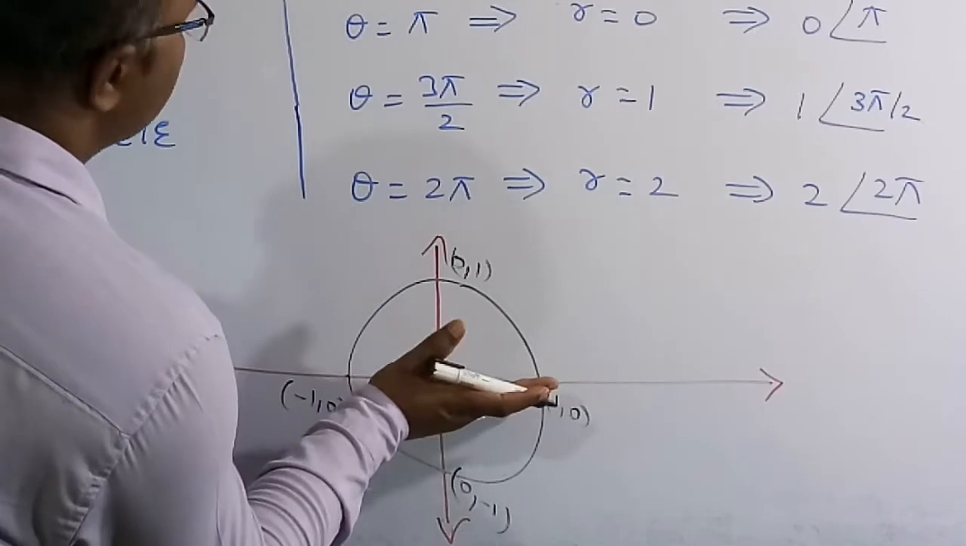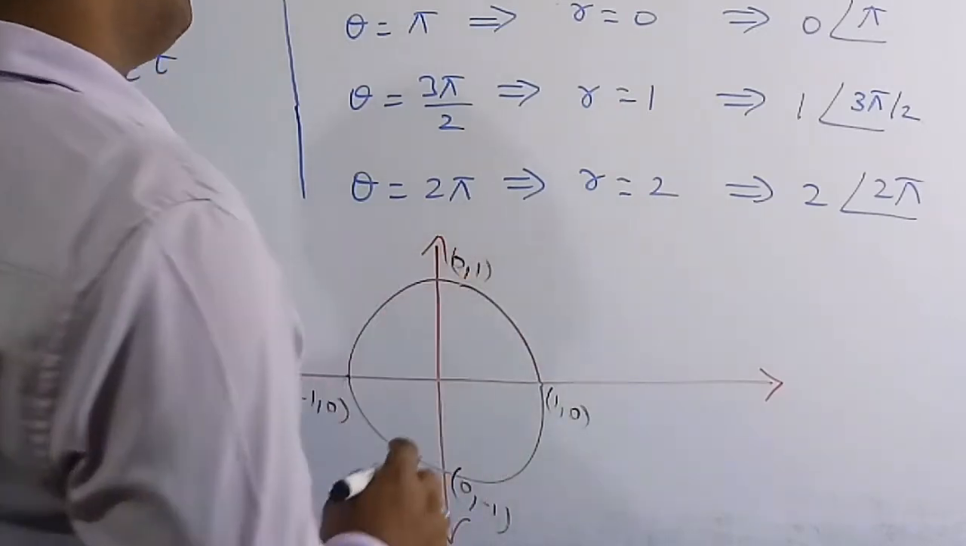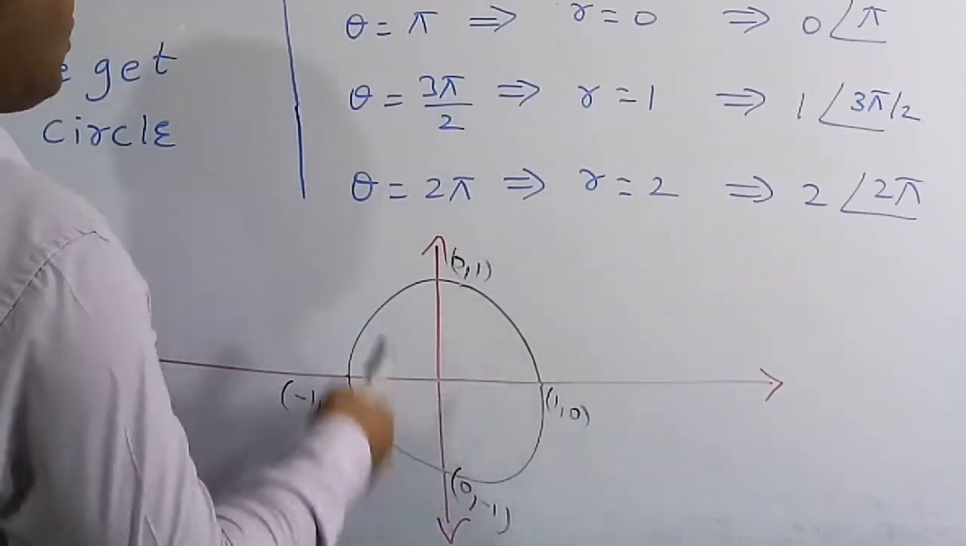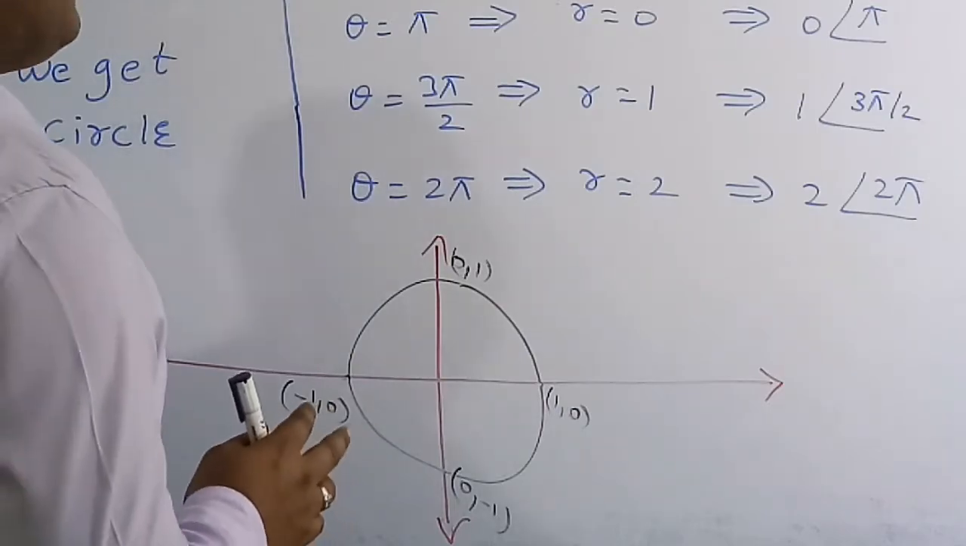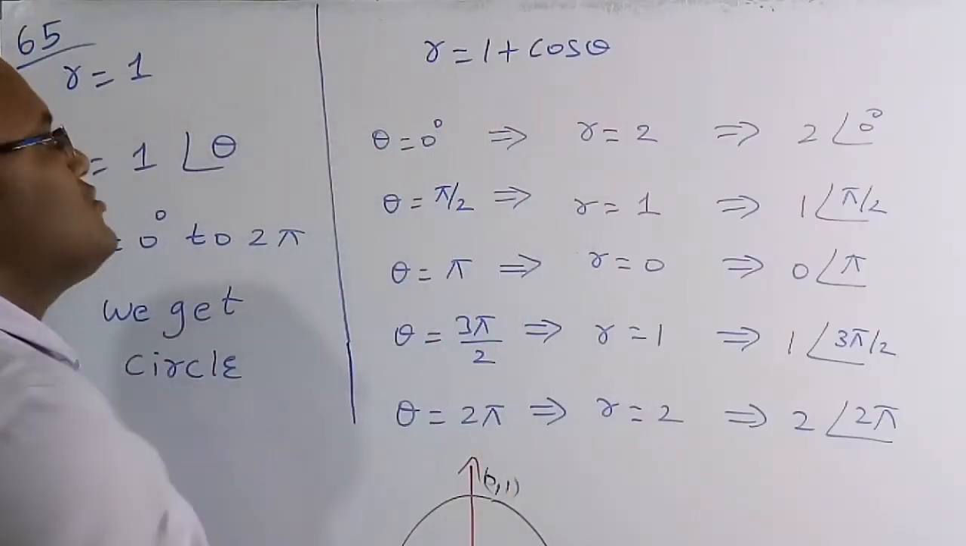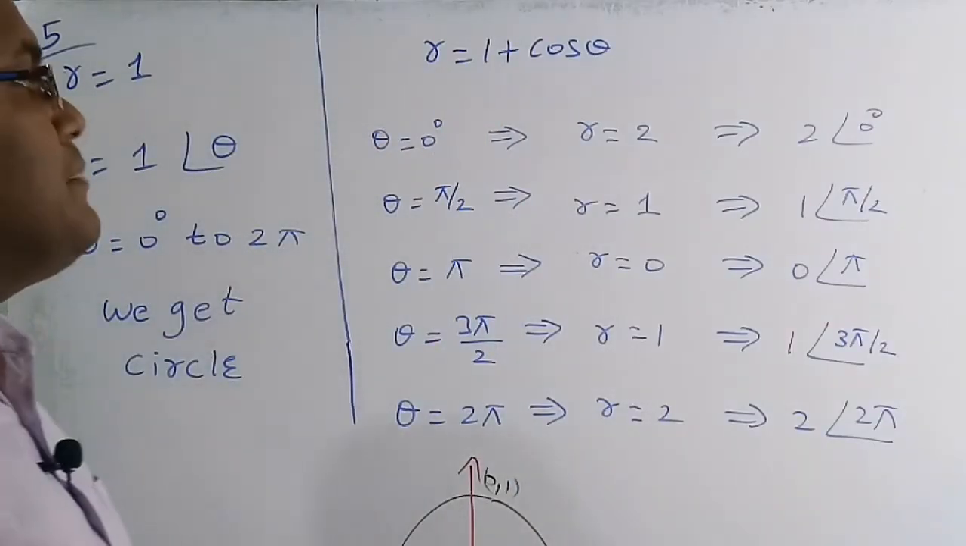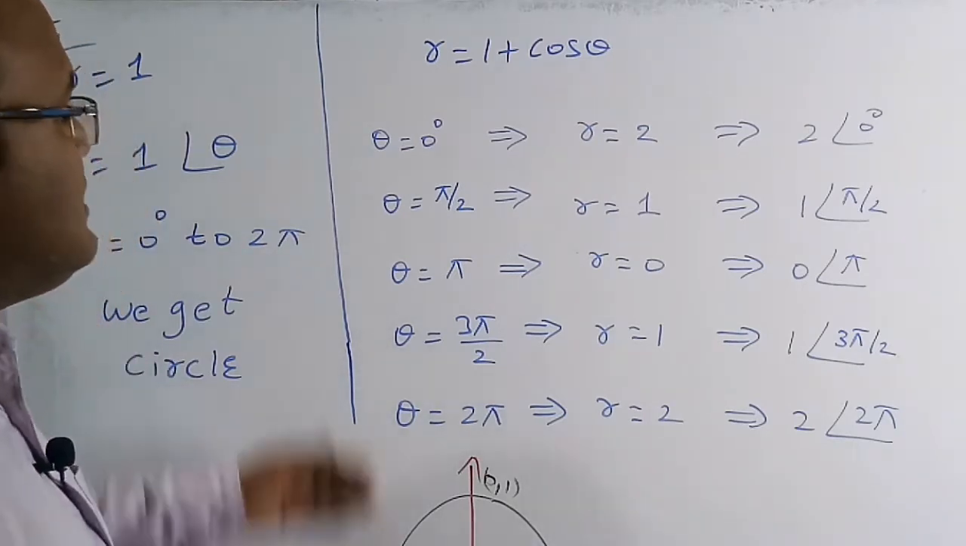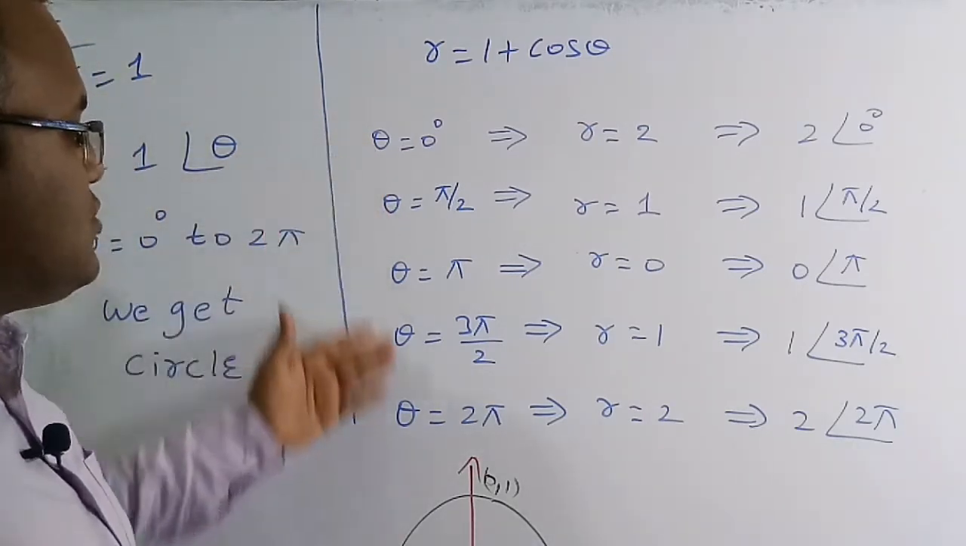So from theta equal to 0 to 2 pi, its value is a constant, equal to 1. So we are going to get a circle in the polar format. Suppose r is equal to 1 plus cos theta, then what is the graph in the polar format we are going to see? The theta is going to change from 0 degrees to 2 pi.